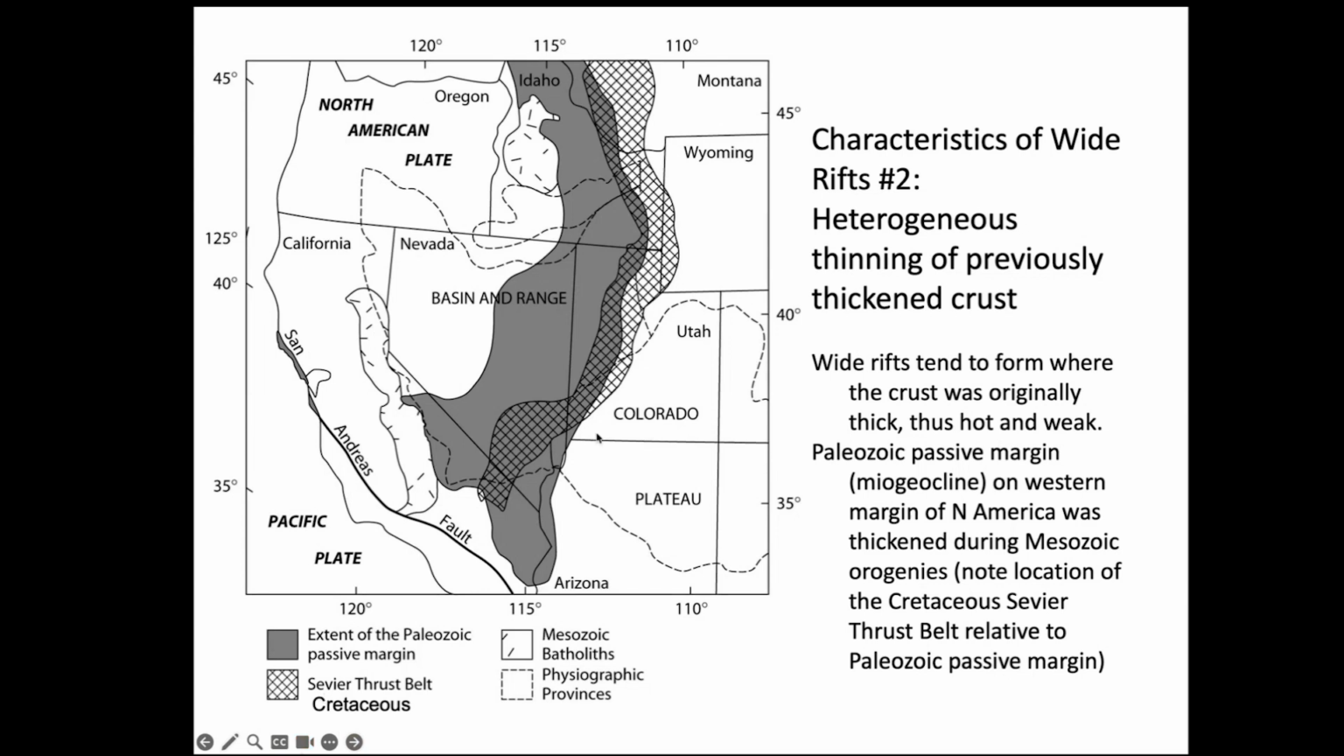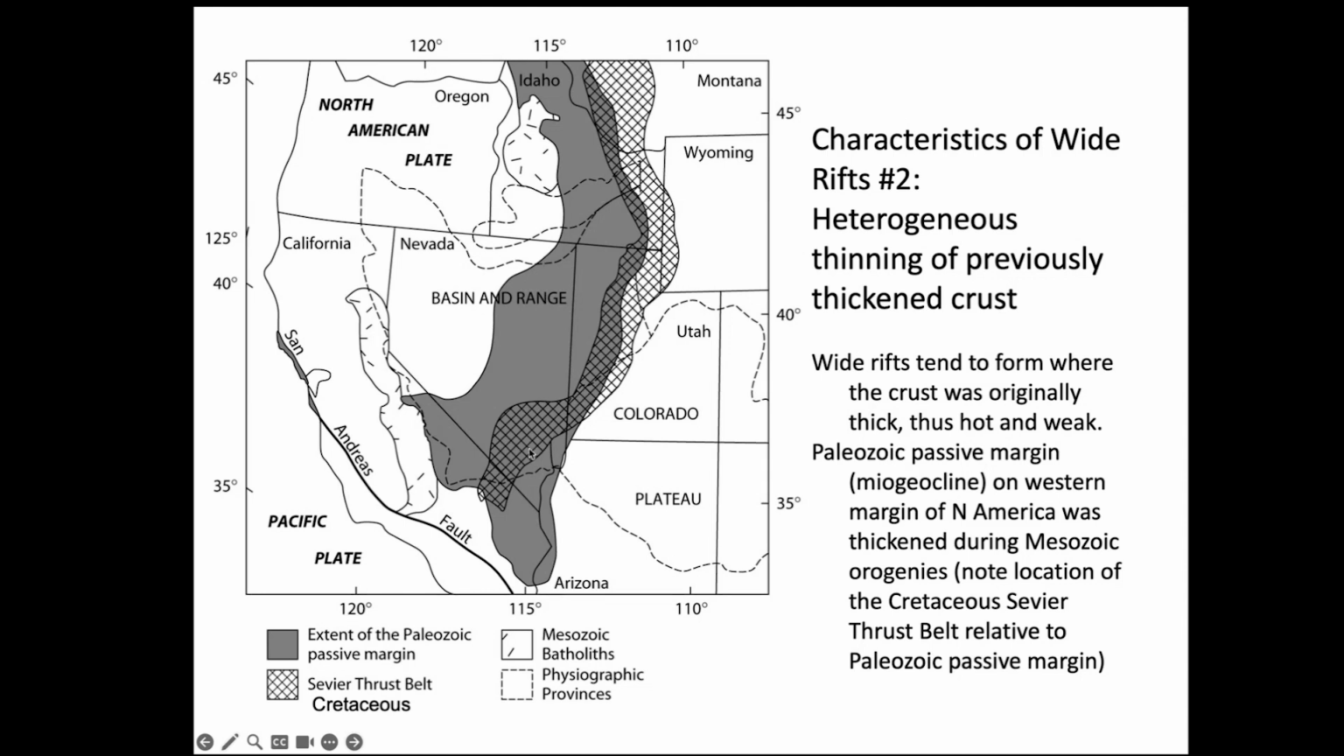Here we're looking at a map, and this is the extent of the Paleozoic passive margin. Now, this is very interesting because normally we think about the West Coast of the United States as being an active margin, either a strike slip fault or a convergent plate margin, like up in Oregon and Washington. But here we're showing it as a passive margin. And that is in fact true.